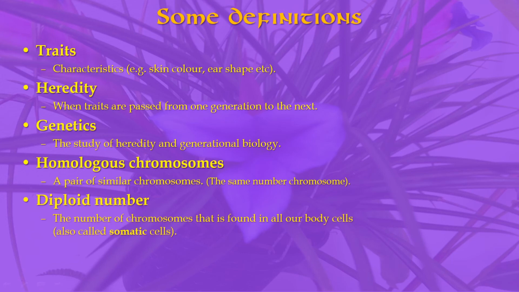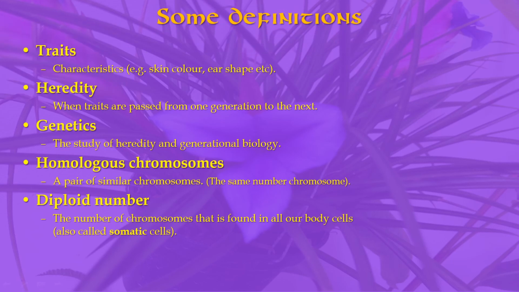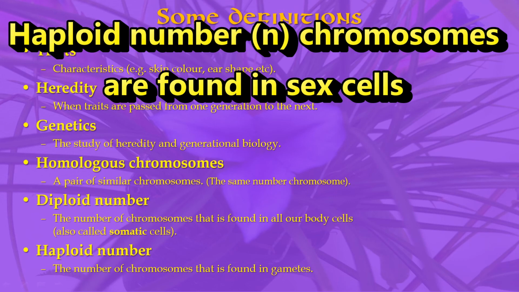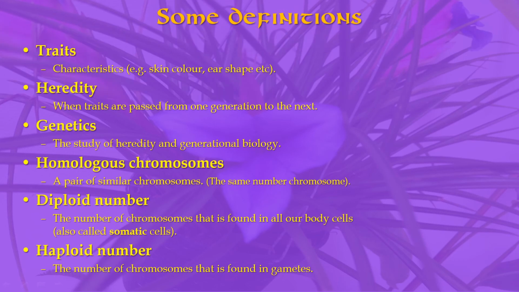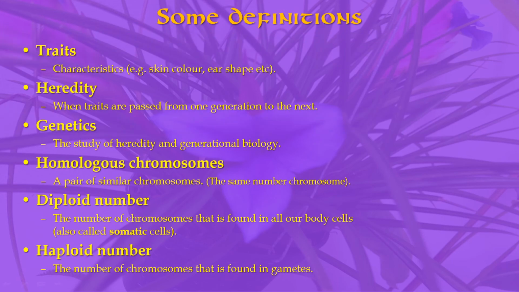Next we have the diploid number, and this is the number of chromosomes found in the body cells of a creature. Normal body cells are also called somatic cells, and in humans the diploid number is 46, which you will notice is 23 times 2. Finally, we have the haploid number, which is the number of chromosomes found in gametes. Gametes are special sex cells which are used for making new creatures. We normally talk about the haploid number as N and the diploid number as 2N. And in humans, the haploid number is 23, and we get 23 chromosomes from each of our parents, which is why we have 46 chromosomes in most of our cells.